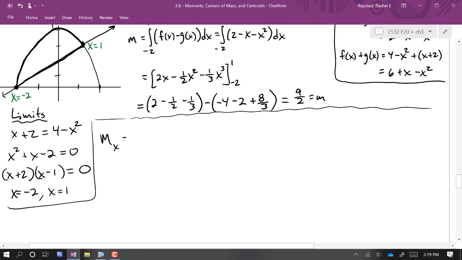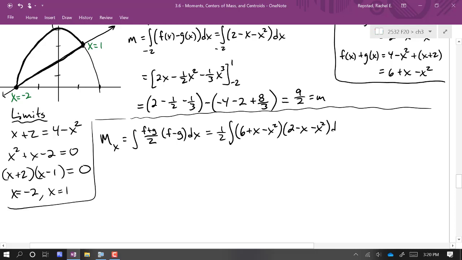The moment about the x-axis is given by the integral of f plus g over 2 times f minus g with respect to x. Again, we're assuming that rho is equal to 1, so I've left that out. I'm going to pull the factor of 1/2 outside the integral. And then we have, let's see, f plus g is 6 plus x minus x squared. And then f minus g is 2 minus x squared. 1/2 times the integral. Oh, and I need my limits from minus 2 to 1.